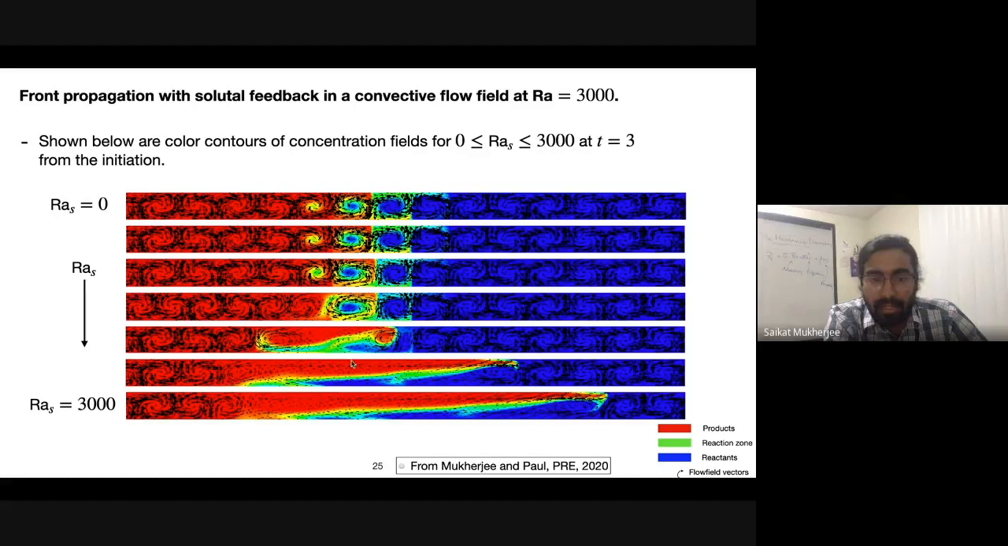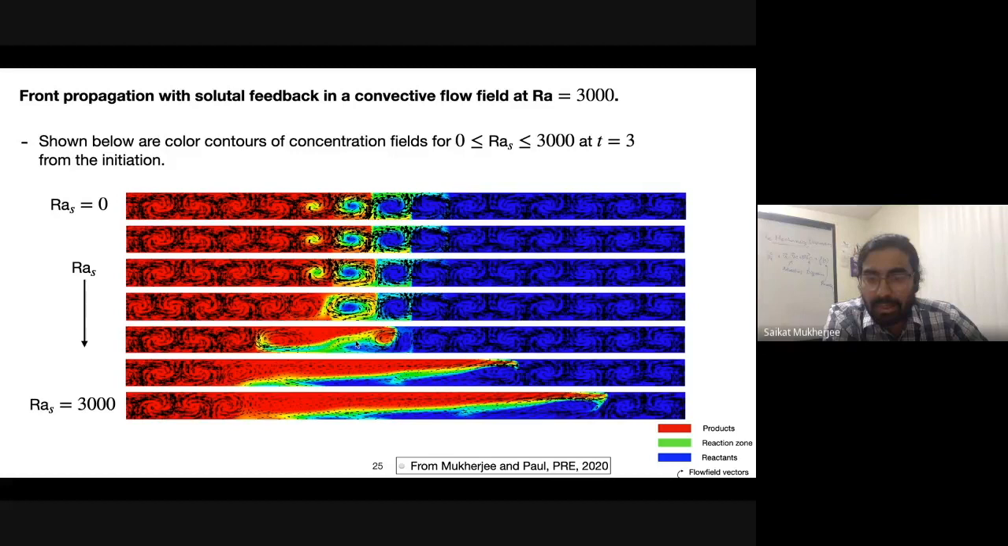And at even larger values of solutal number, you have this large clockwise rotating roll, or solutal roll, which clobbers the background convection rolls. The convection rolls then reappear from the left of the front. So the front kills the convection rolls here, but they reappear as the front propagates.